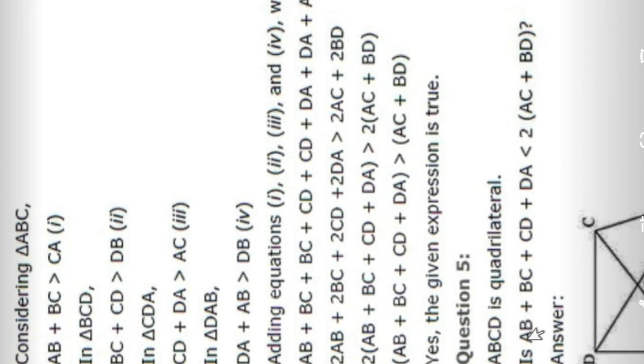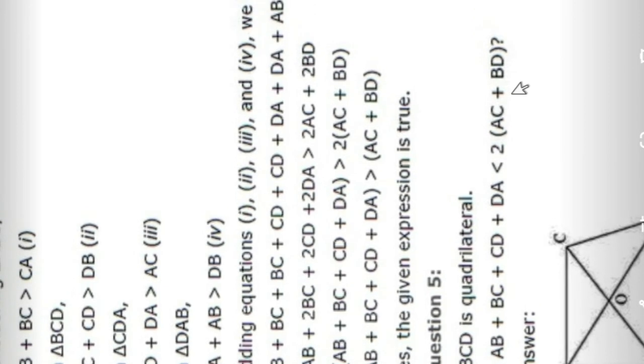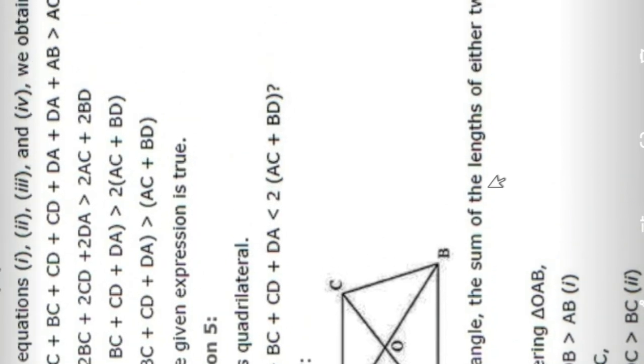Now question number 5. ABCD is a quadrilateral. Is AB plus BC plus CD plus DA less than 2 into AC plus BD? It is asked. So let us see. AB plus BC plus CD plus DA is less than 2 times AC plus BD. So in a triangle again, the sum of the length of either two sides is always greater than the third side, that we have studied.